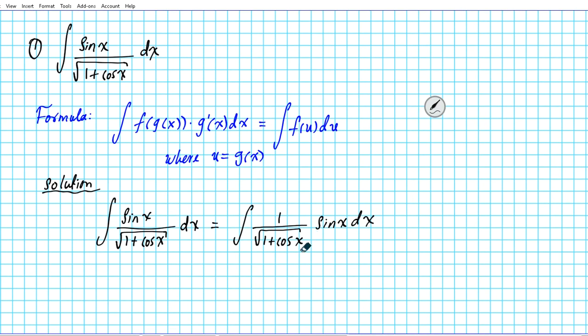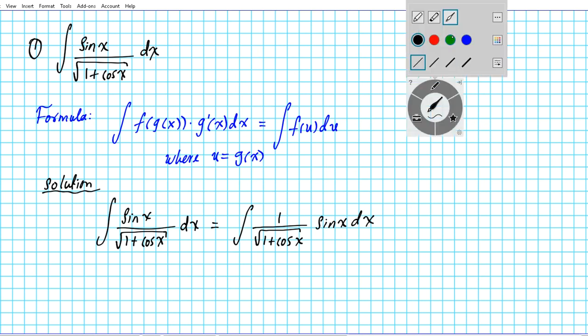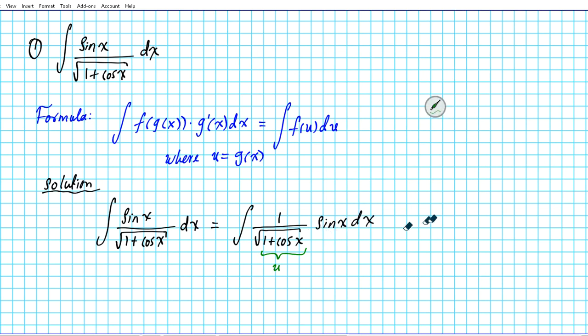I will start with the inner function for my u, so we're going to have 1 plus cosine x be u, because that's the biggest function that I can select that upon differentiation, I end up with a multiple of the second function. So u is 1 plus cosine x.